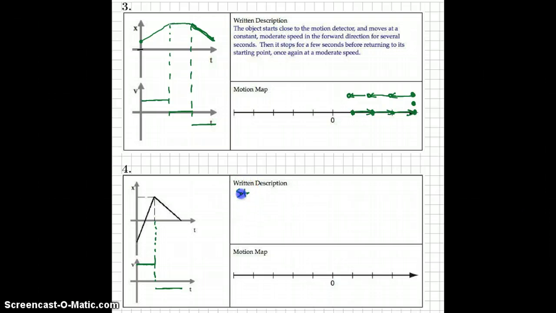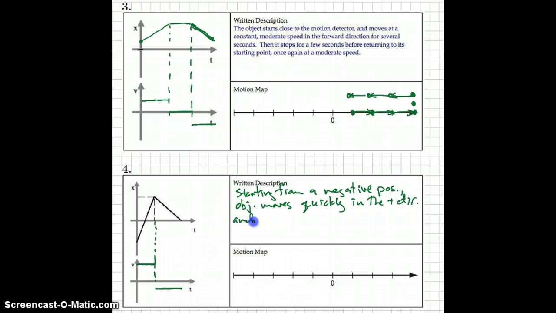So what I have is that we start from a negative position, whatever that means in terms of our coordinate system. The object moves quickly in the positive direction, whatever we have set that up to be, and then turns to move more slowly in the negative direction.